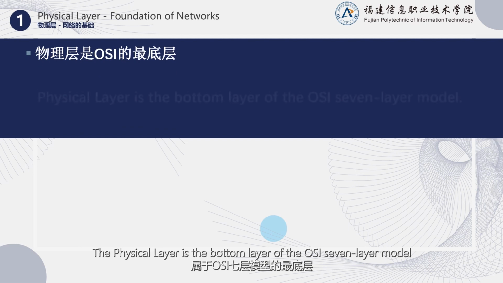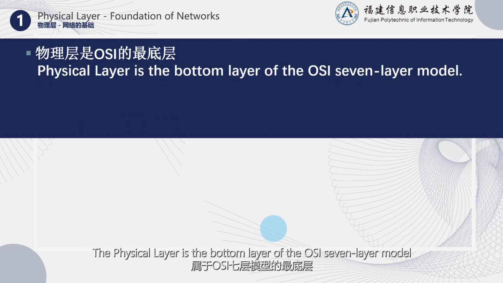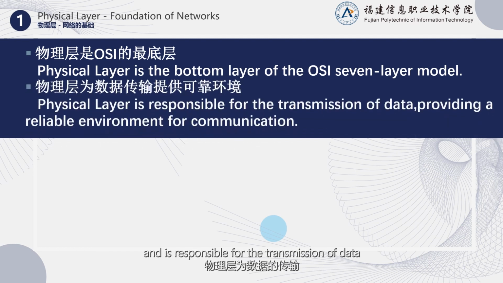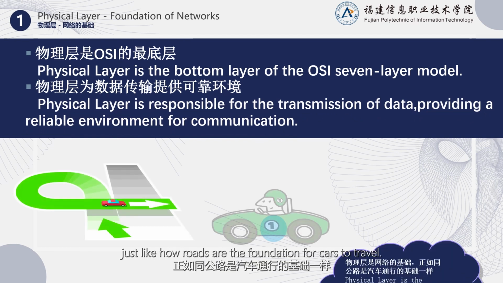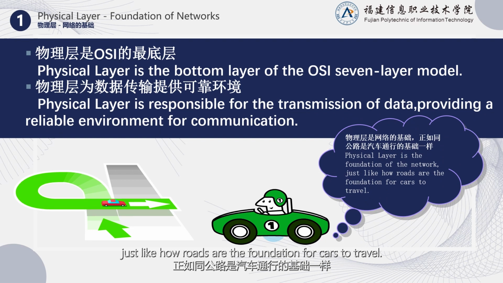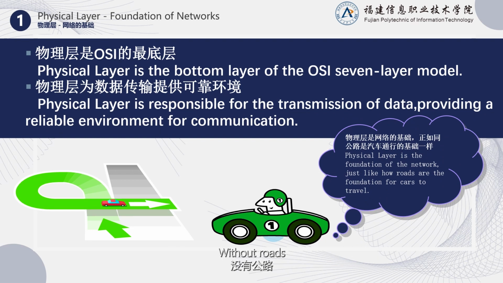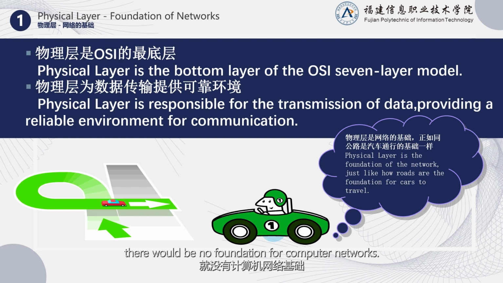The physical layer is the bottom layer of the OSI 7-layer model, and is responsible for the transmission of data, providing a reliable environment for communication. We can also say that the physical layer is the foundation of the network, just like how roads are the foundation for cars to travel. Without roads, cars cannot move. And without the physical layer, there would be no foundation for computer networks.